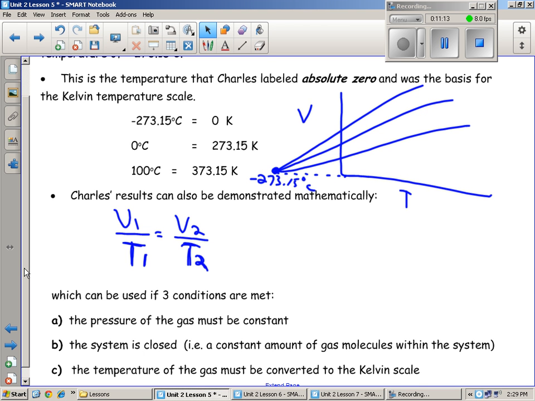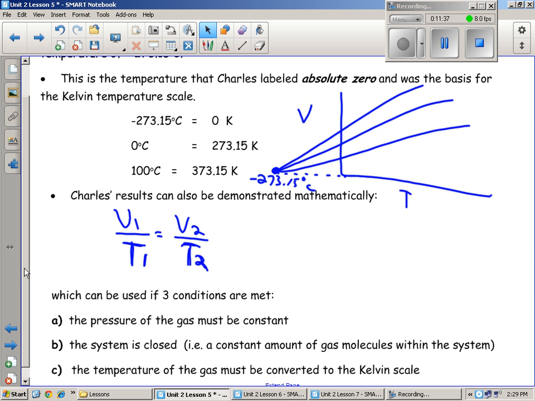Yeah, 0 would be a bad number to put there because anything over 0 is undefined, yes? Okay. So, because of those two things, we don't want to use Celsius down here. That's what number 0.3 is. The temperature of the gas has to be measured in Kelvin. So, how do we get away from that?